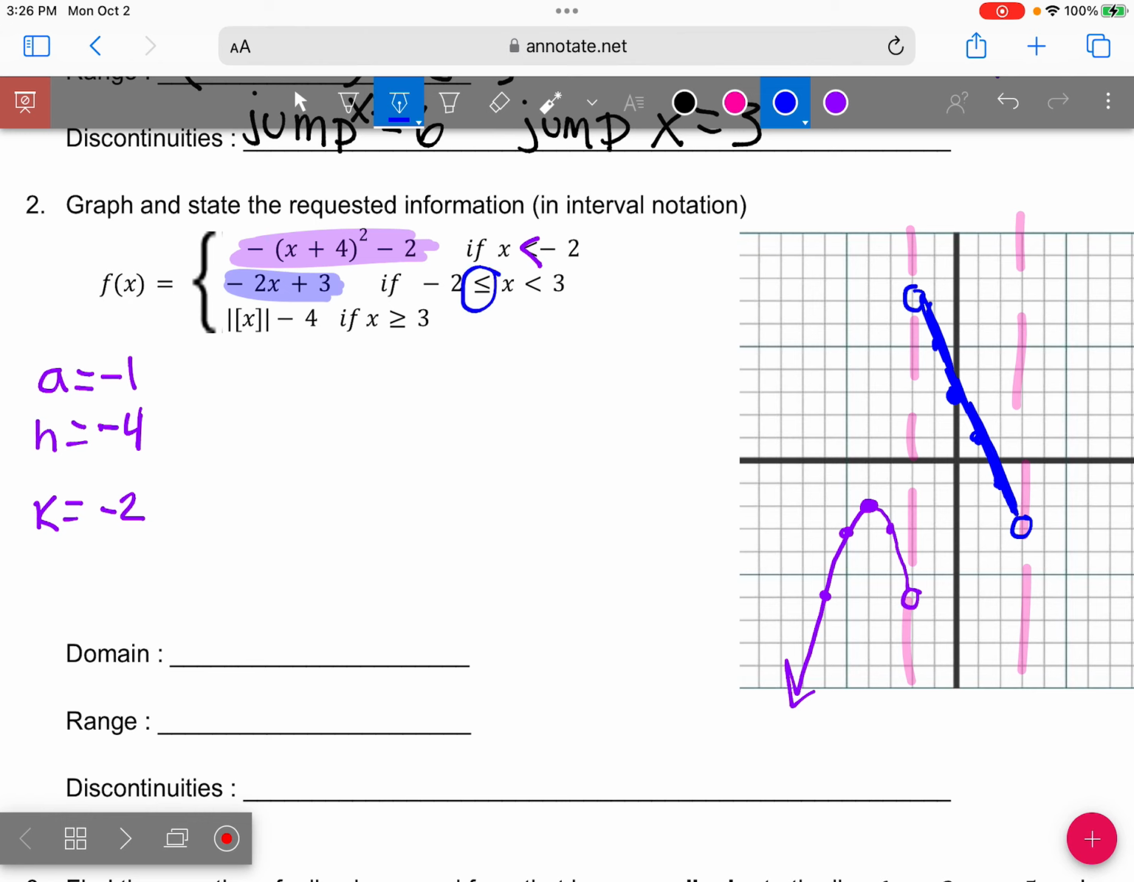My left-hand circle, we are going to fill in. That is a closed circle. And my right-hand circle, we are going to leave open.